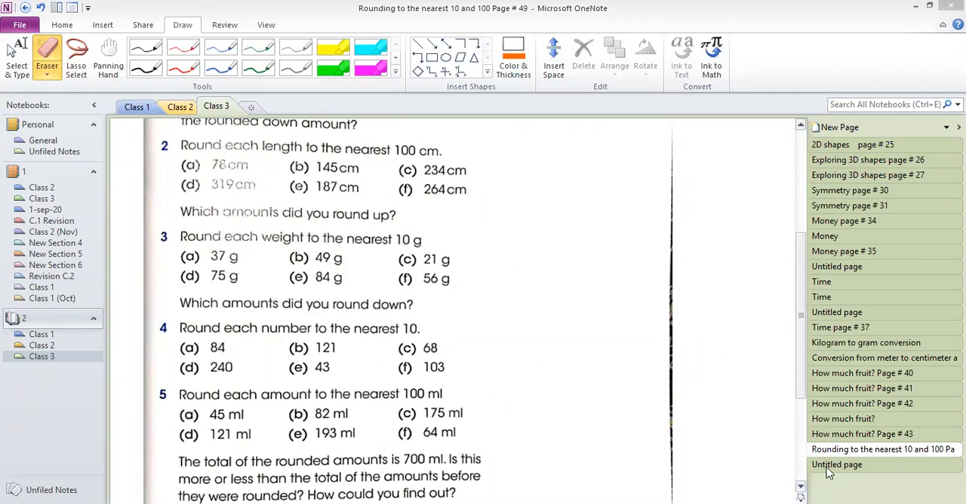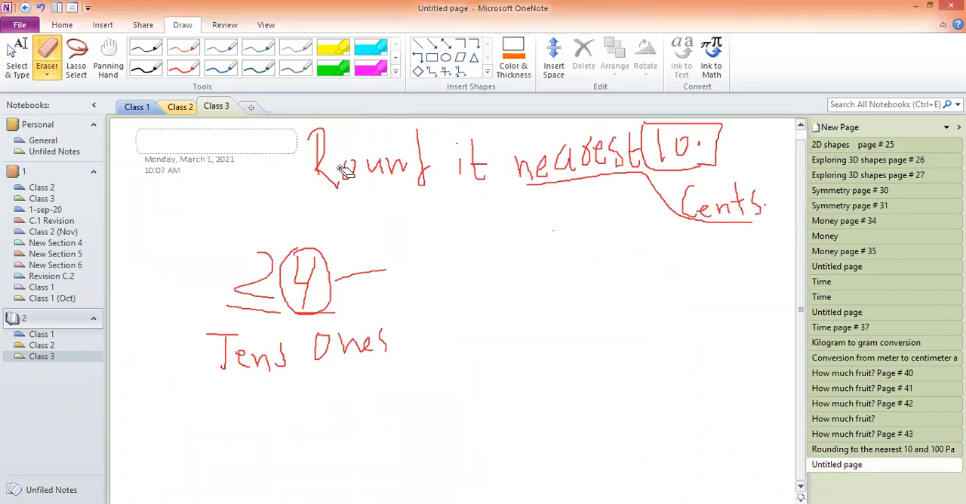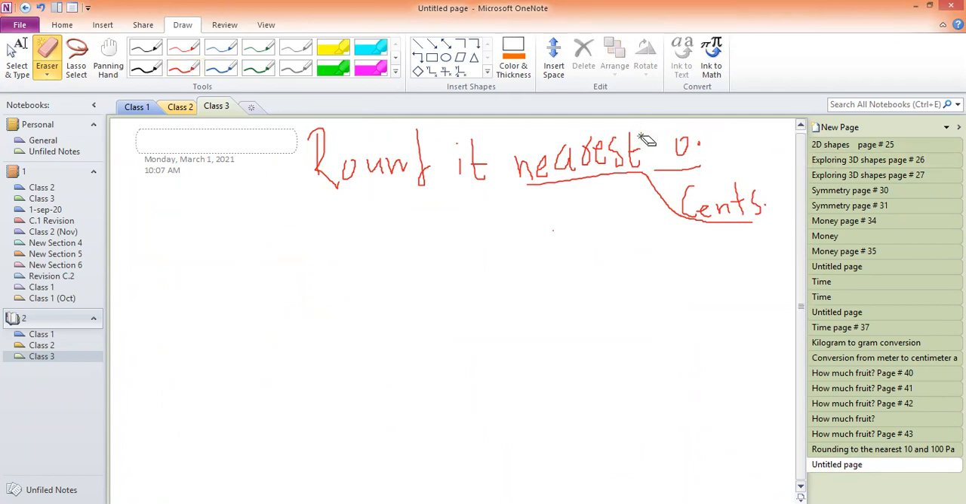Very good. We started rounding to the nearest 100 because we have finished rounding to the nearest 10. This was just revision. Now guys, for the nearest 100, you will follow the same technique. Whenever you are rounding any number, make sure that you know which number you are rounding to. Now you are rounding to the nearest 100.